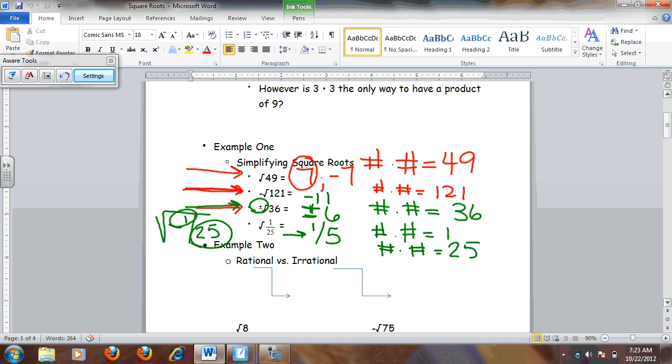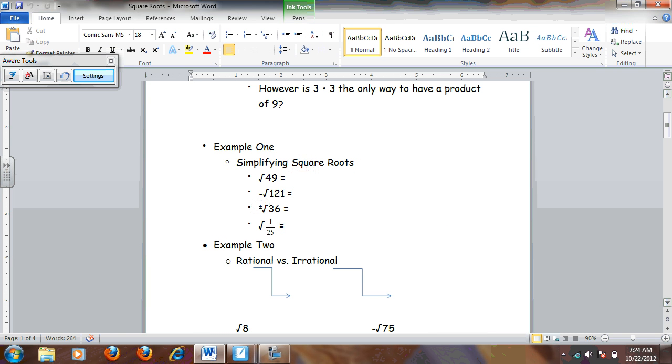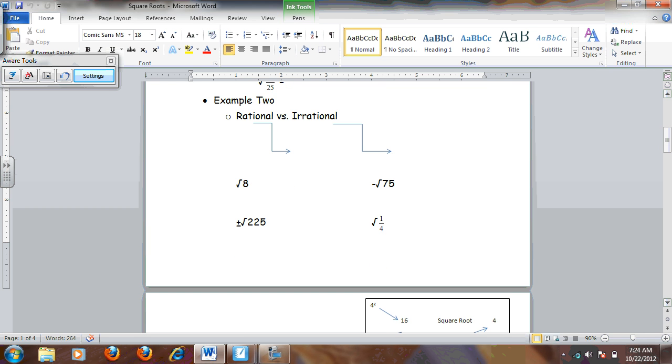Okay? We're going to get into what these numbers were. They're called special numbers. But before we do that, we're going to move on to example 2. Example 2 is at the top of page 177. It's going to tell us that every square root will either be a rational or an irrational number. Do you remember when we studied rational numbers earlier in the school year?